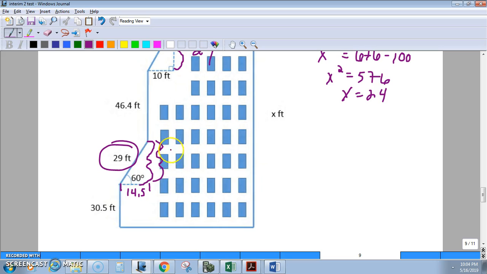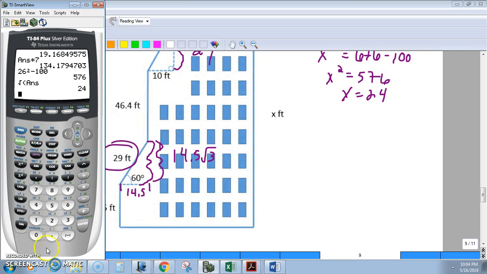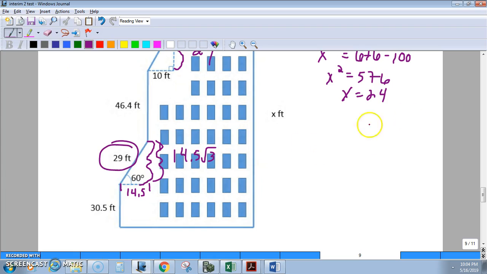And then over here, all we have to do is take that side and multiply it by root 3. And that gives us 14.5 times root 3, 25.1 approximately here. So let's call that y.